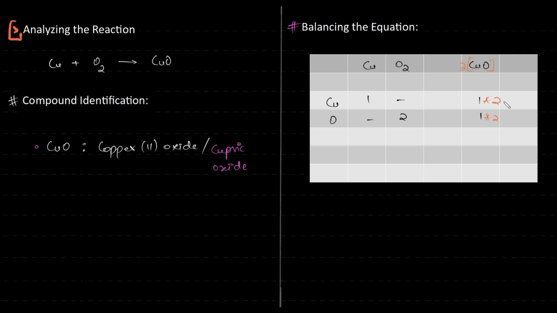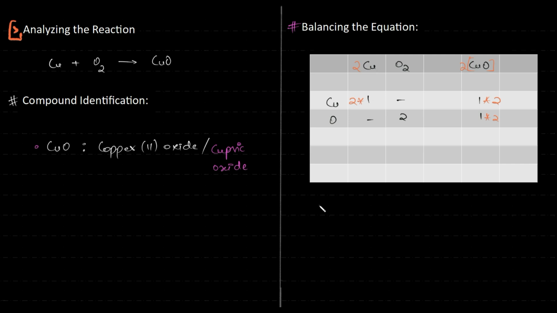There will be 2 atoms of it. Think about it physically. There are 2 of this, so there will be 2 copper overall. So the LHS and RHS of copper are not balanced. So I'll multiply this with 2.